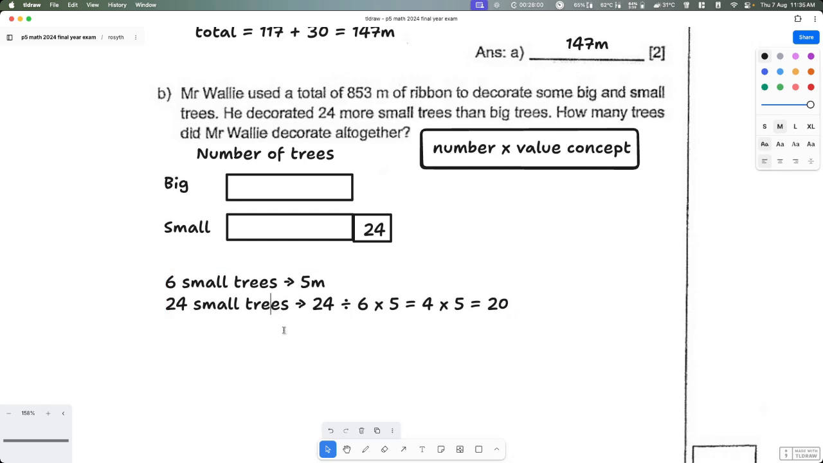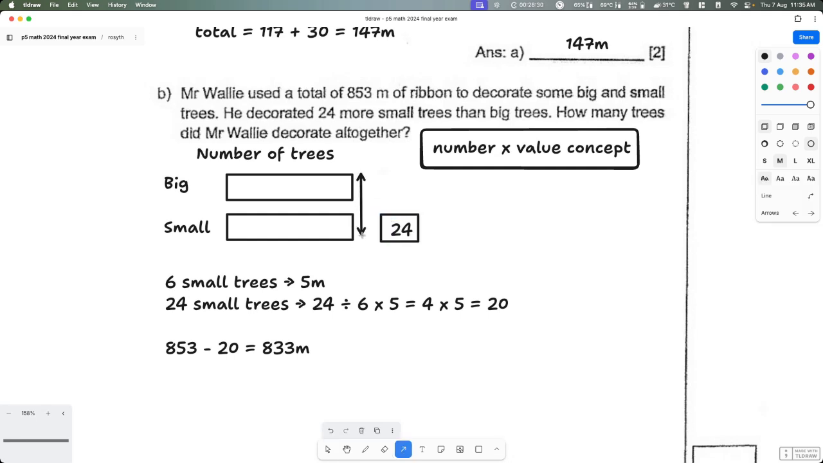Now the next step is, since we know the 24 extra trees, we can subtract from the total. Big plus small trees is basically 853, the total amount, minus 20 is equal to 833 meters. So in essence, this and this over here is 833 meters, without the 24 like this.